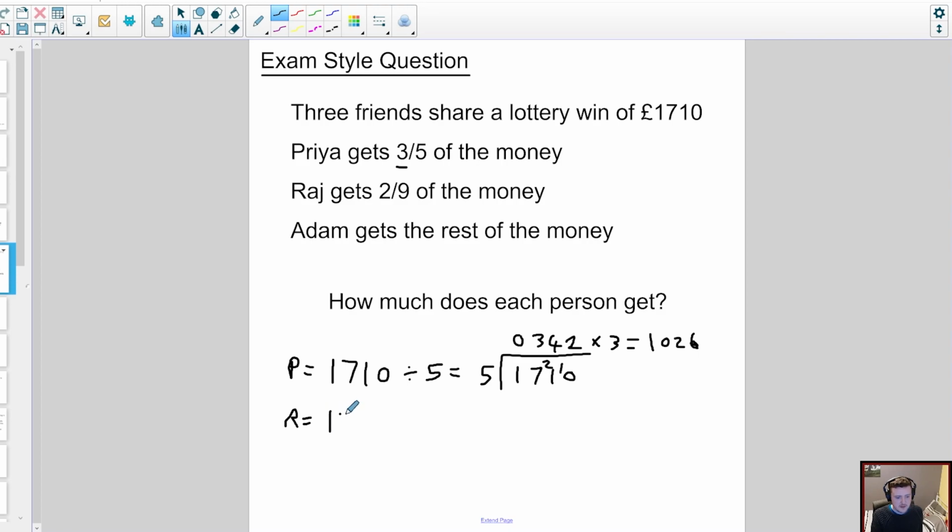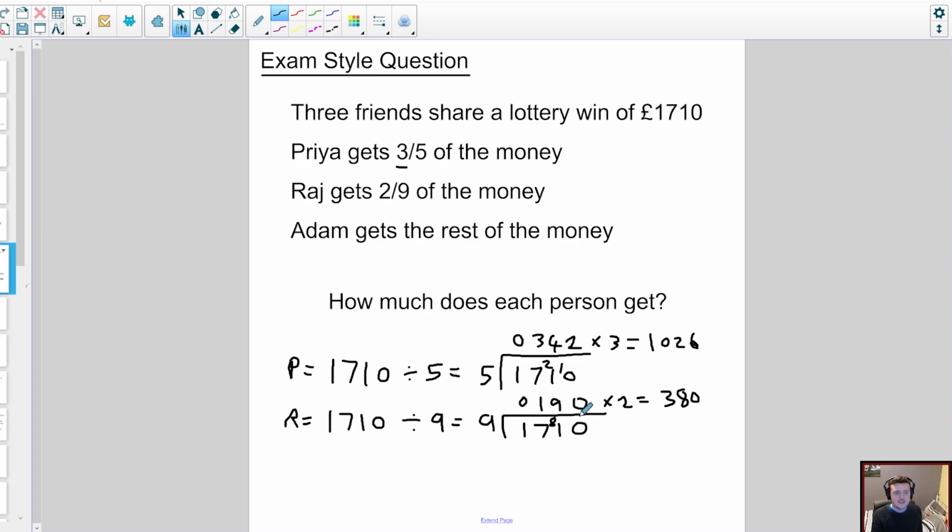So we're going to do the same thing again, 1,710, but this time divided by 9 equals. So we're going to put my 9 here. I'm going to put my 1,710 here. 9s into 1 doesn't go. 9s into 17 goes 1 time with a remainder of 8. And 9s into 81 goes 9 times, and the 0's here, so the 0 goes here. So we've got 190 times by 2 is 380.